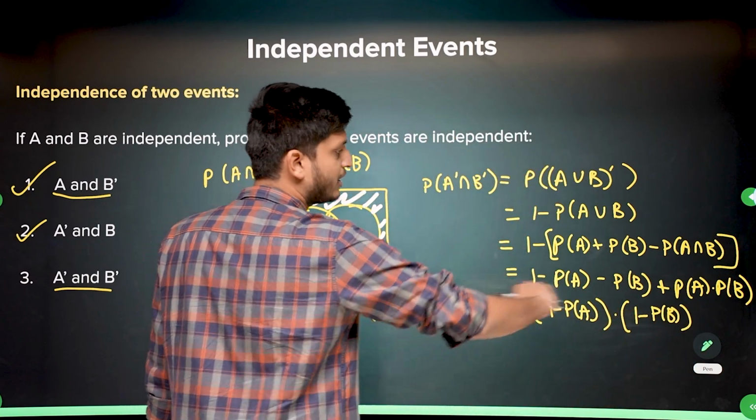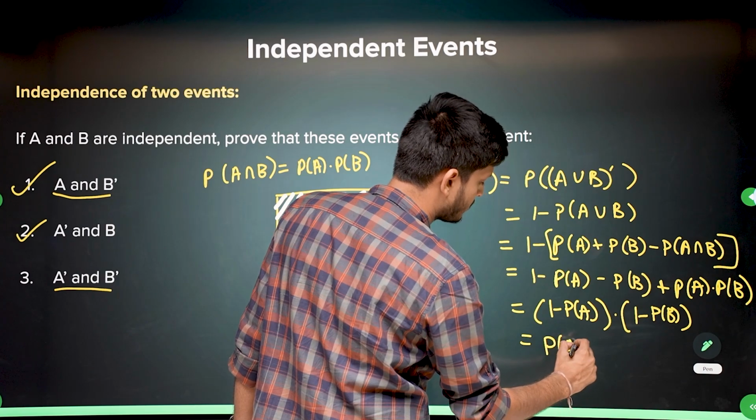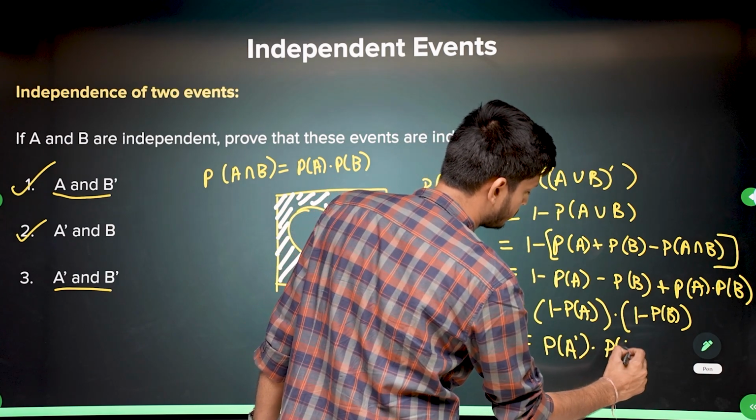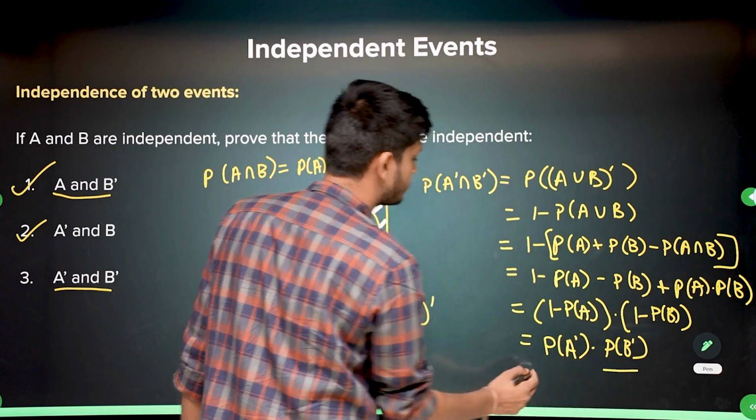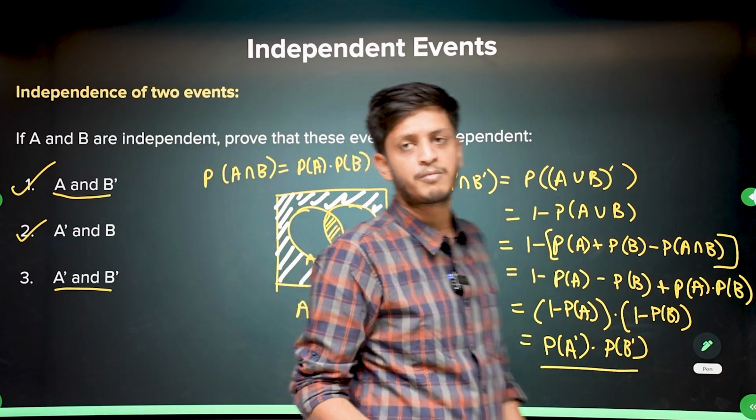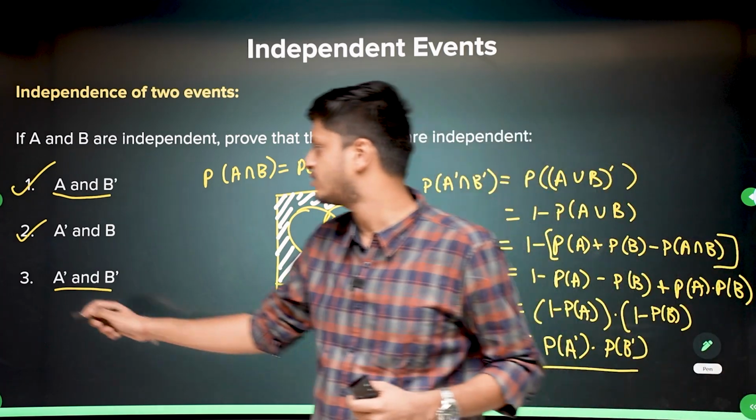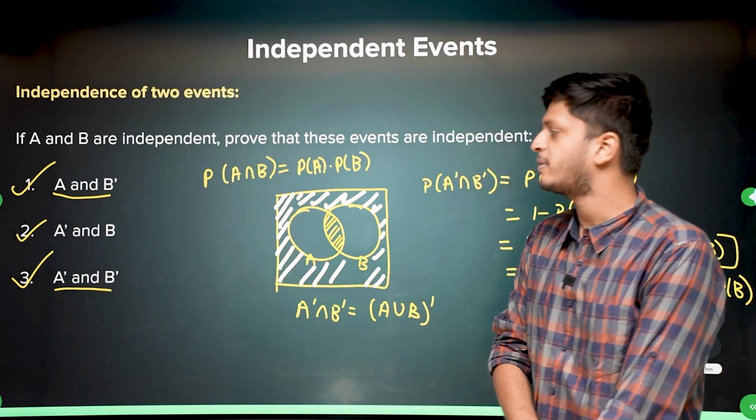If you multiply these, you will get these 4 terms. So this is nothing but P of A complement into P of B complement. Hence proved. Since probability of A complement intersection B complement is probability of A complement into probability of B complement, A complement and B complement are also independent of each other. They will all be independent.